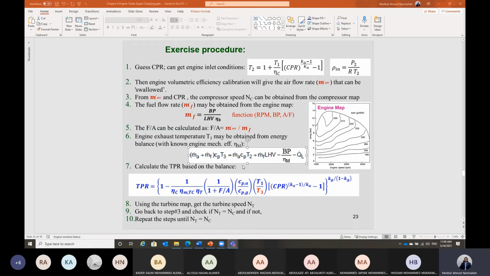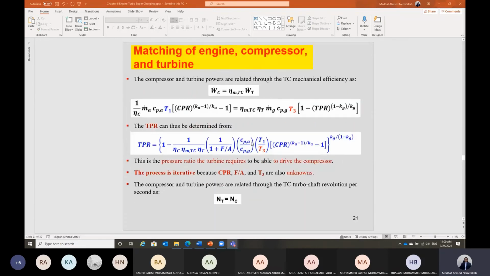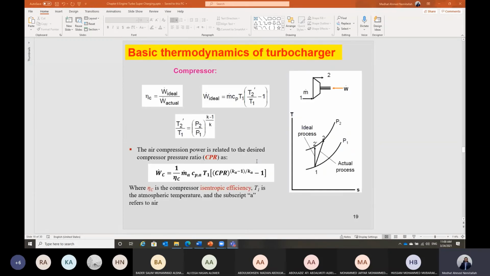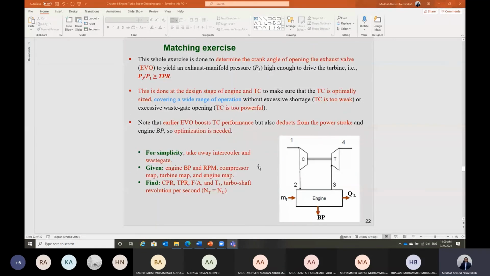So this is, I can get the temperature T3. Once we have the temperature T3 and we have the mass flow rate of the exhaust gas, which is mass flow rate of fuel plus mass flow rate of air, go to the turbine map. We have the mass flow rate. We have in this case also the RPM of the turbine, which should be the same as the RPM of the compressor. Then we can get the pressure ratio across the turbine in this case.